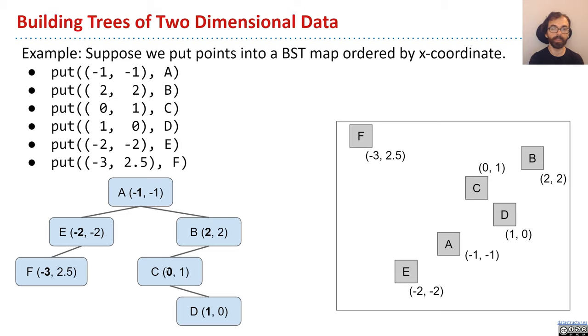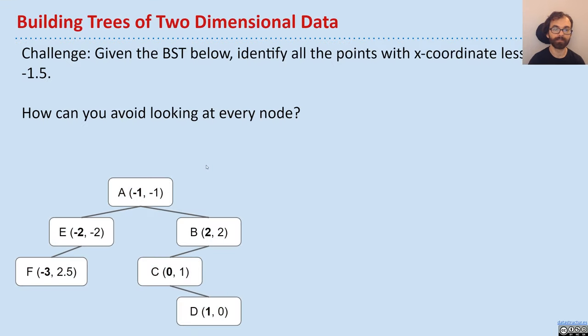So in this case, I'm just building a plain old boring binary search tree. No rotations, no 2-3 trees, no red-black. This is just a vanilla binary search tree. So consider and make sure that you know where D, E, and F come from. And then I have another question for you.